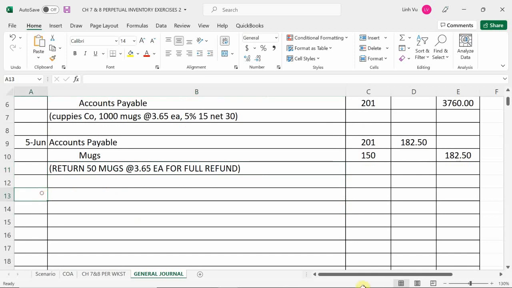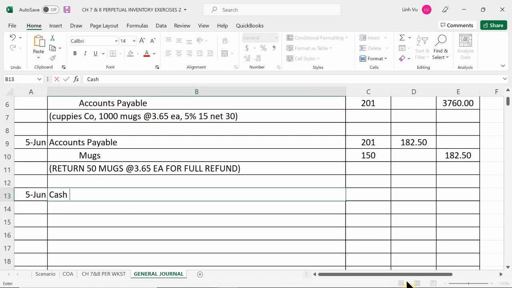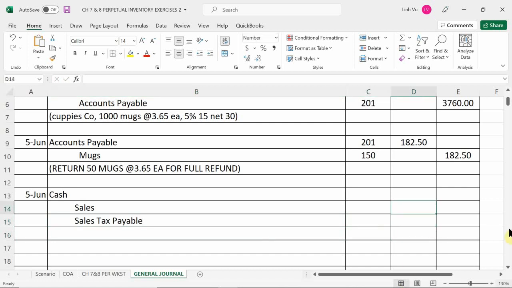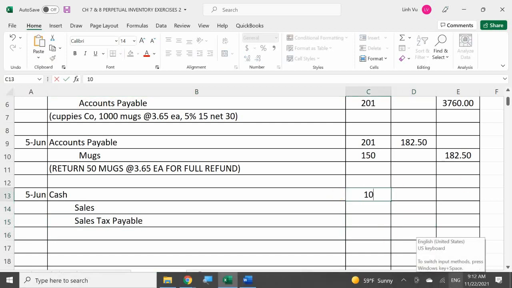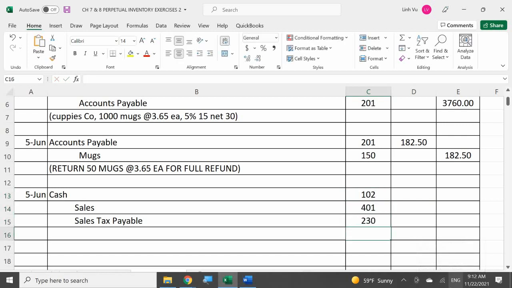So that's the whole thing that you're going to be journalizing there. First things first, you're going to recognize that we received cash, right? And then of course we sold some things. We have sales, and then we have sales tax payable. Okay, so I believe this is 102. Sales is 401. Sales tax payable is 230.